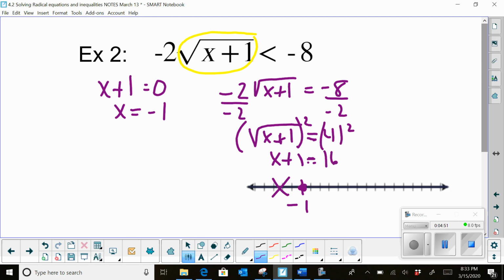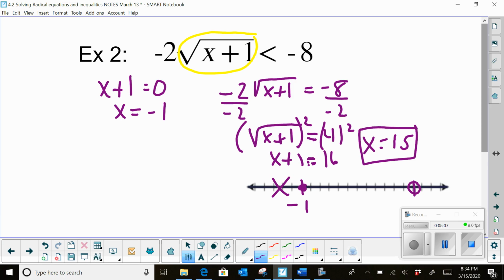And then subtract 1 on both sides. Sorry, my stylus is acting funny. So you get x equals 15. Again, we're going to plot that on the number line. We'll just put it over here. That should be an open circle because it's really less than, not or equal to.